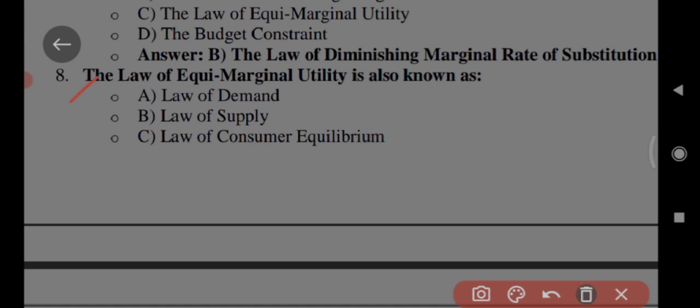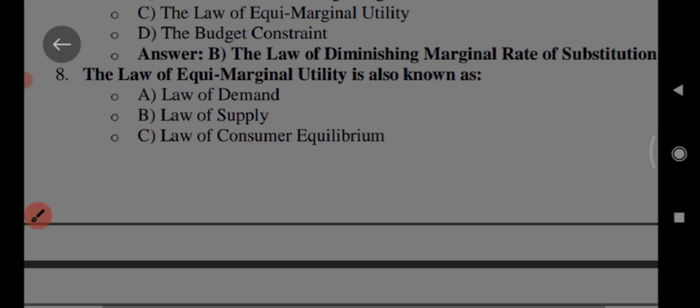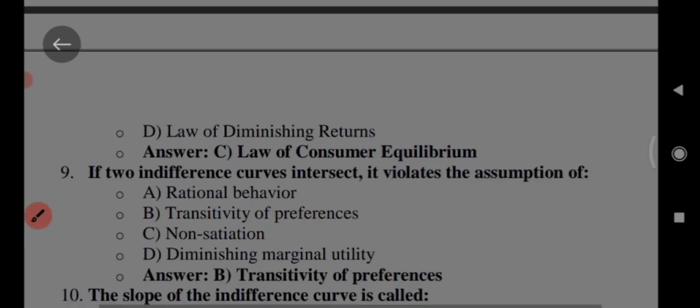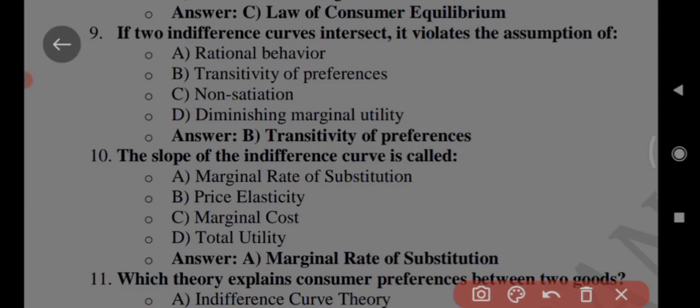The law of equal marginal utility is also known as option C, law of consumer equilibrium. If two indifference curves intersect, it violates the assumption of option B, transitivity of preferences. The slope of the indifference curve is called option A, marginal rate of substitution.